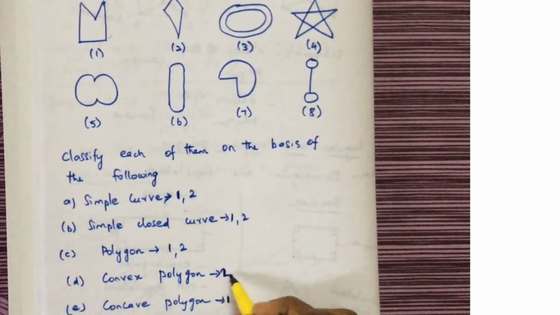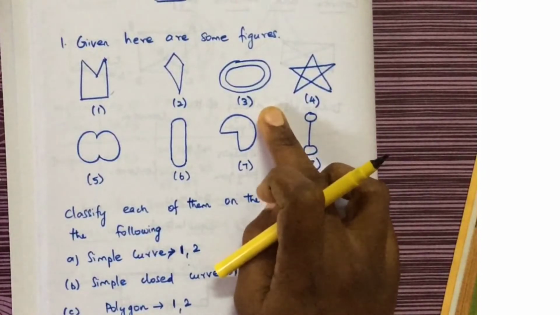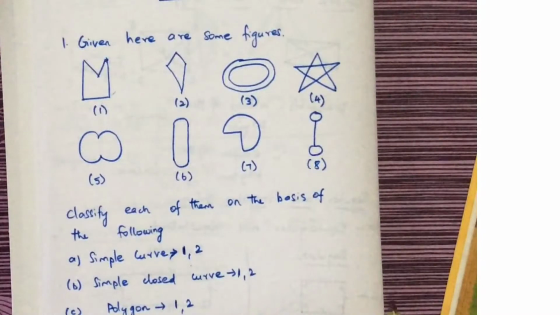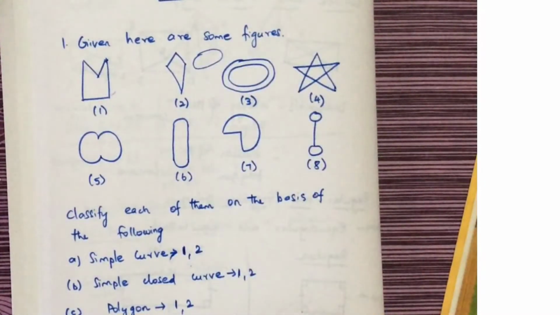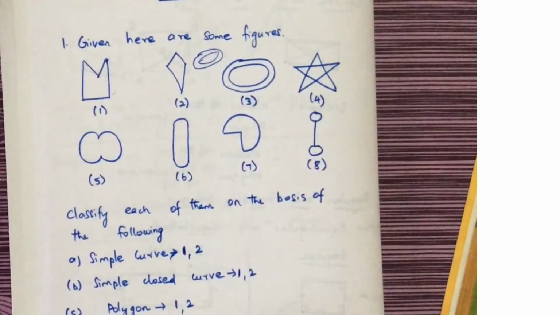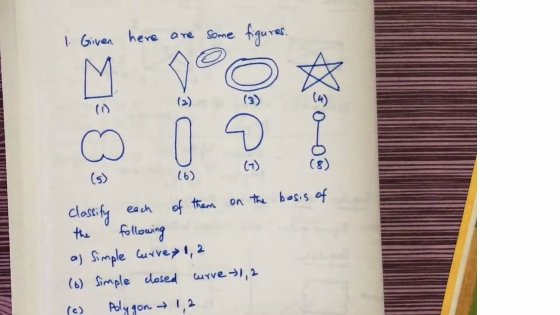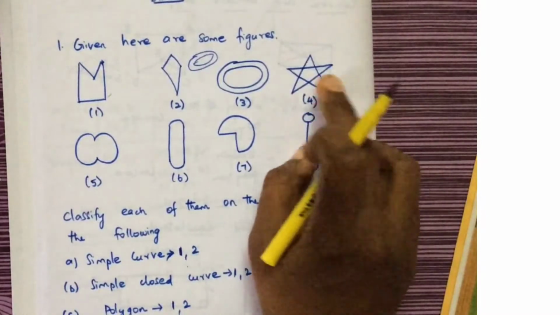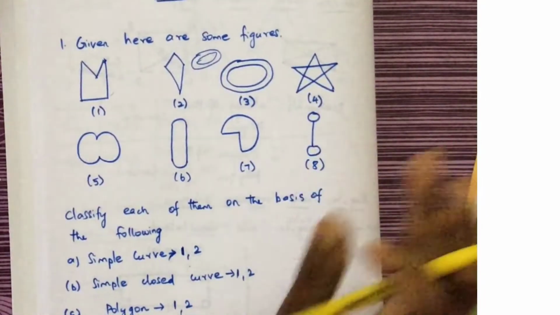If you see the third figure, this is not a curve, because while drawing a curve, you should not lift the hand. If you draw like this, this is a curve, but here the figure is like this, which is not a curve. So it will not satisfy any of this. The next also has an overlapping, so it is not a simple curve. This will not come here either.